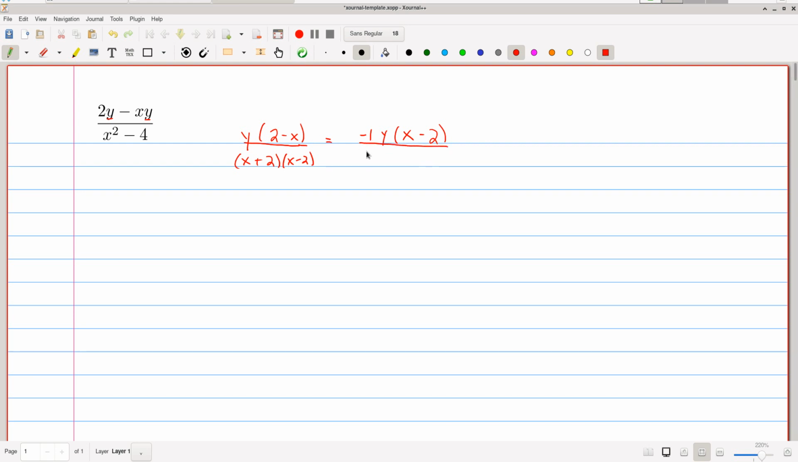And now the denominator, we're just going to let it sit: (x + 2)(x − 2). So now I see that the x minus 2's will cancel. So all we're left with now is negative y over x plus 2.